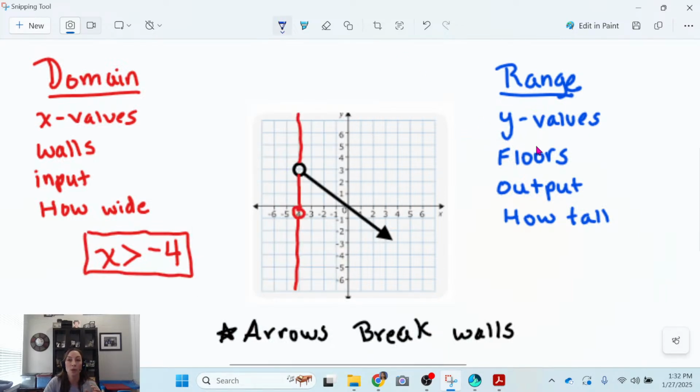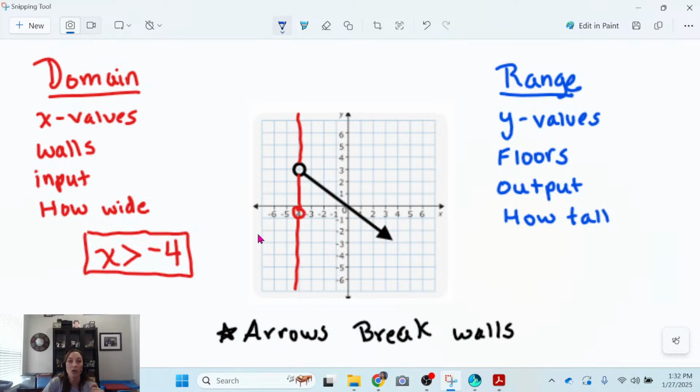Let's talk range. So the range is the y values. We draw floors for range. It's the output. I'm going to talk about input and output in one of the next videos for domain and range. And it's how tall it is, okay? Domain was how wide, range is how tall. So let's talk about our floors.